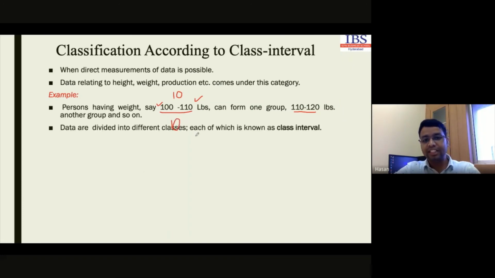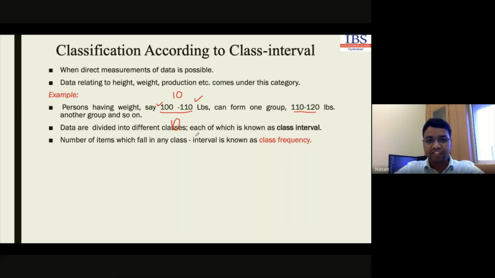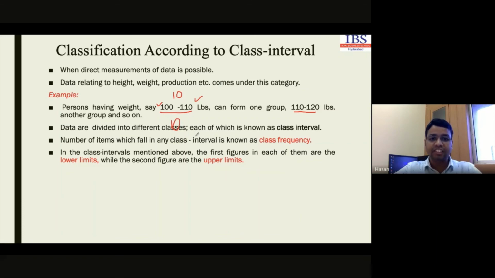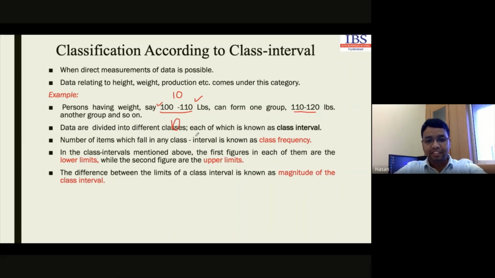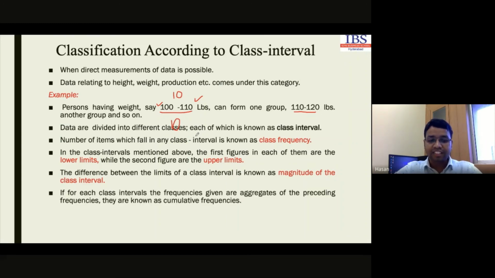Look, the data is divided into classes. For each class, this is the class interval. For each class, the number of entities is termed the frequency, and each class has two limits, an upper limit and a lower limit, and the magnitude. The length of the class is termed the magnitude of the class. For each class interval, the frequencies given as aggregates of the preceding frequencies are known as the cumulative frequency. We will understand this scenario with an example in the next session.